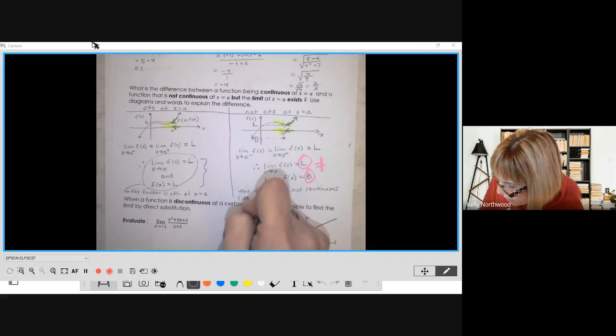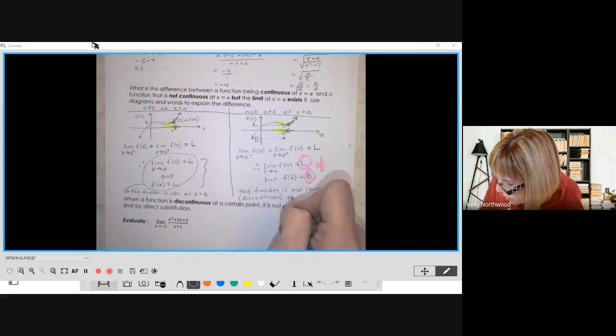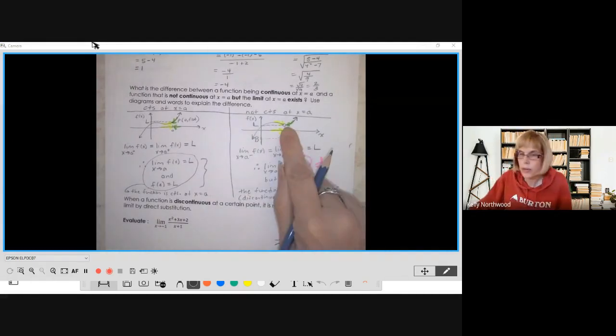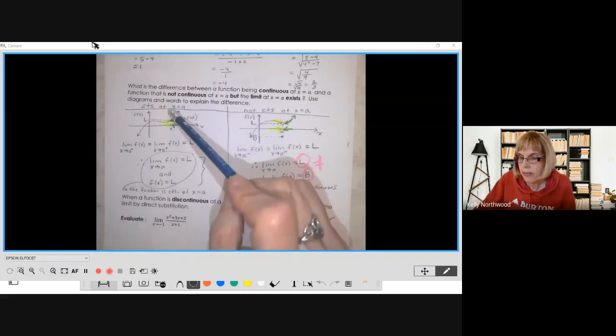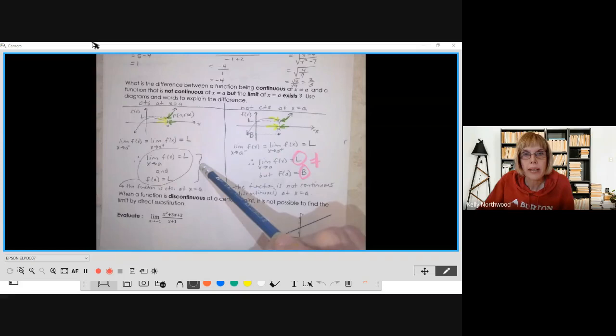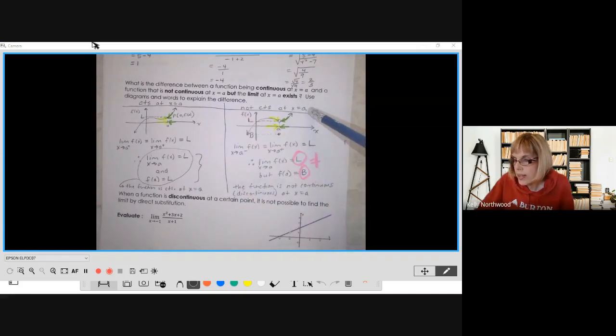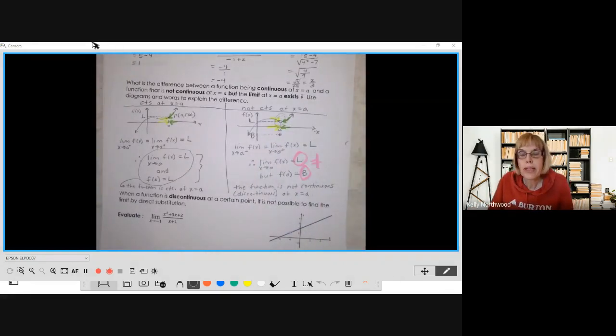And the math word for not continuous is discontinuous at x equals a. And you can see it because there's a hole there. Why this is so important is that if a function is continuous at x equals a, you can just use simple substitution to find the limit. If a function is not continuous at x equals a, you can still find the limit. We can see that it exists and it equals L, but it's not going to be as easy as just substituting. We're going to have to use some other kind of algebraic method to find that limit.